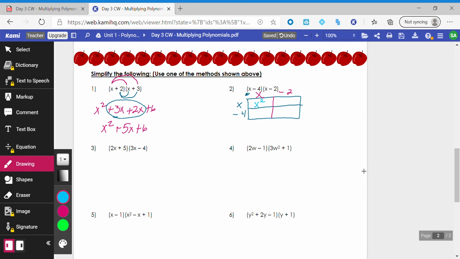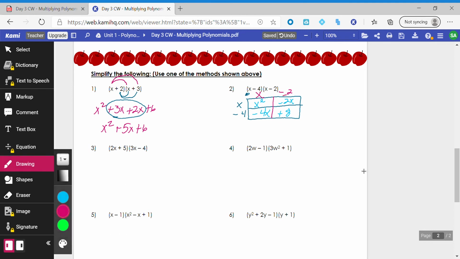X times negative 2 gives me negative 2x. Negative 4 times x is minus 4x. And then negative 4 times negative 2. Negative times negative makes a positive. 4 times 2 is 8.